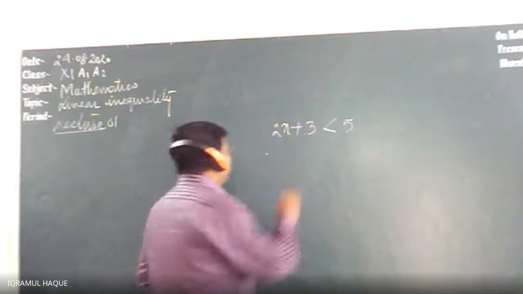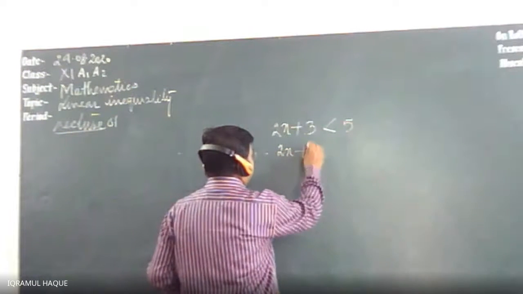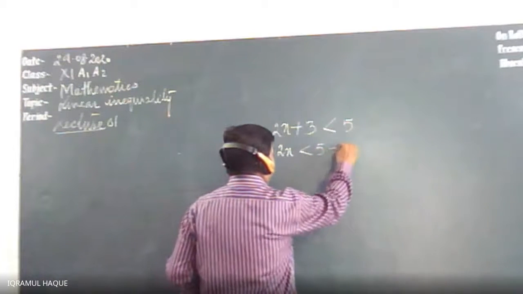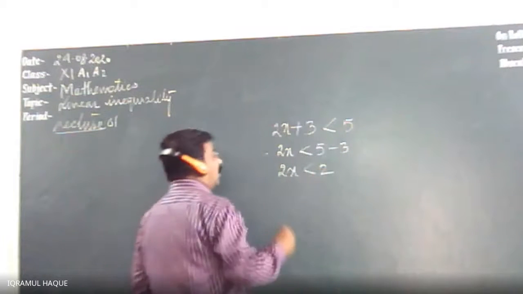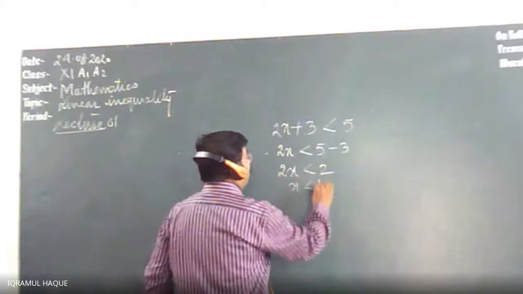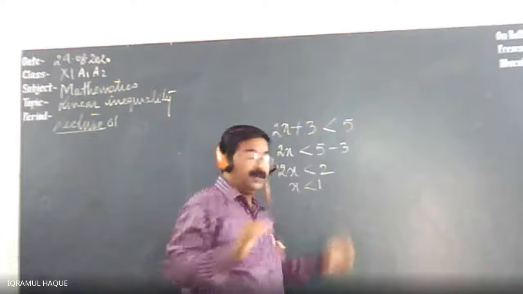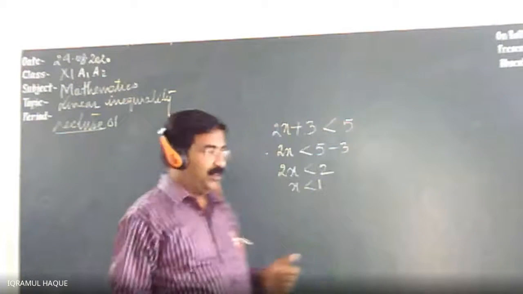Suppose we have here 2x plus 3, so send this 3 to this side: less than 5 minus 3, we have 2x is less than 2, or x is less than 1. If you multiply or divide the inequality by any positive number, the sign of inequality will never change.